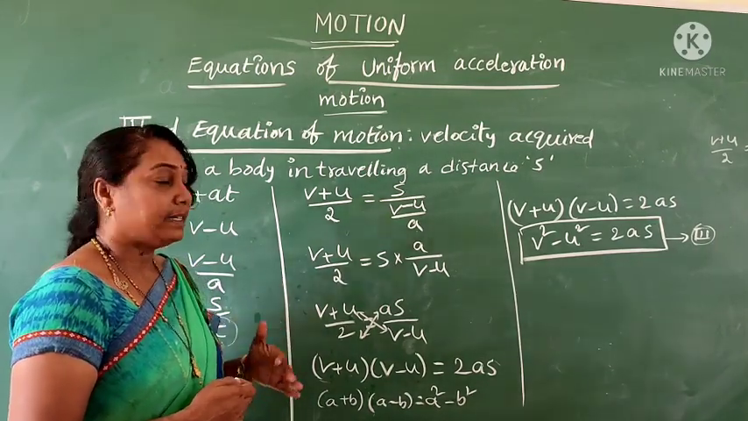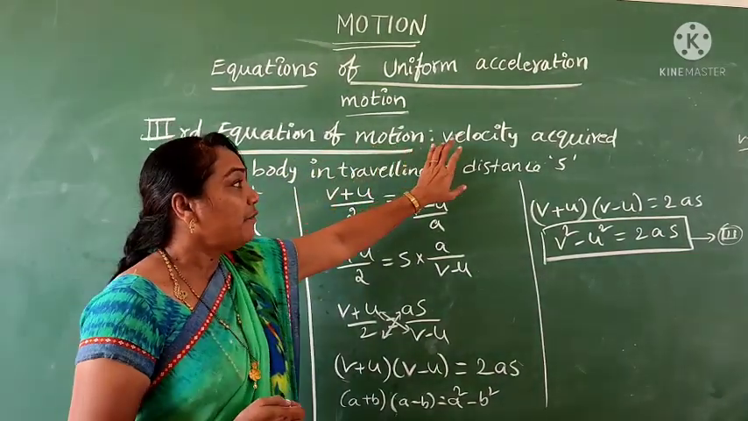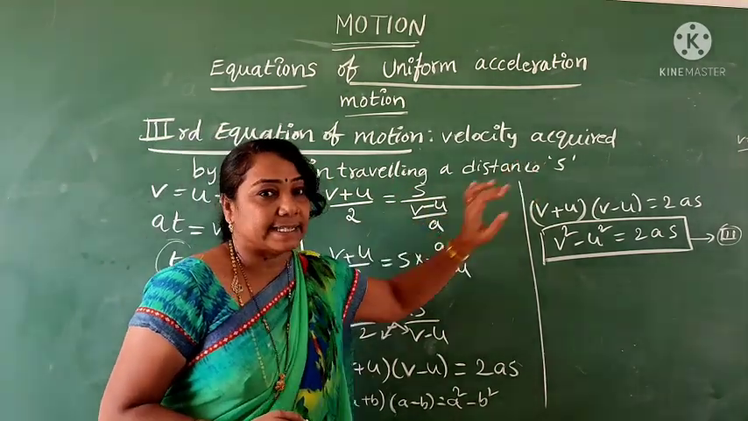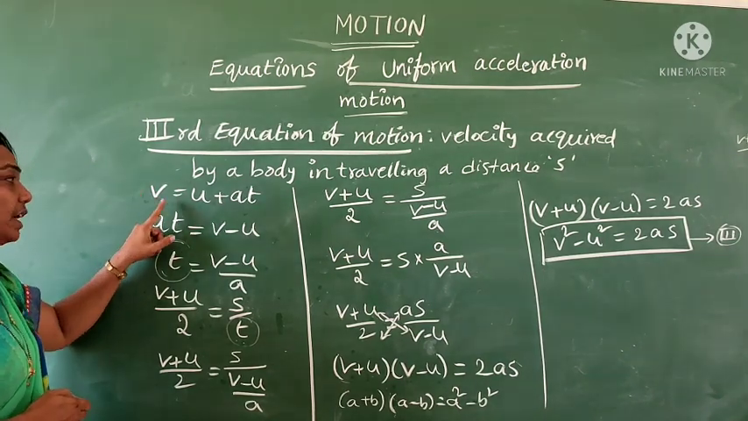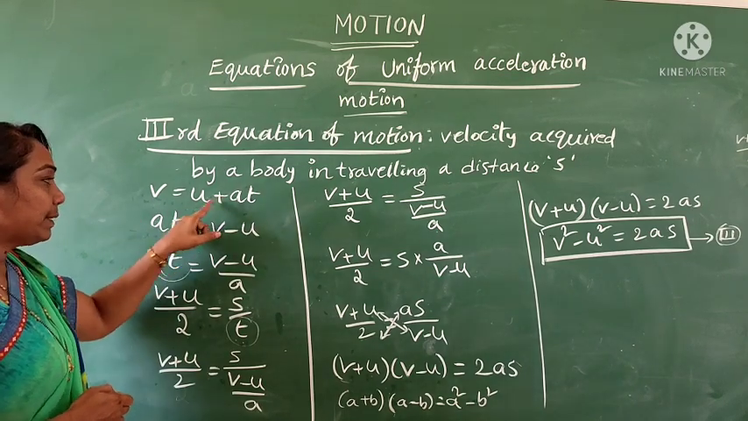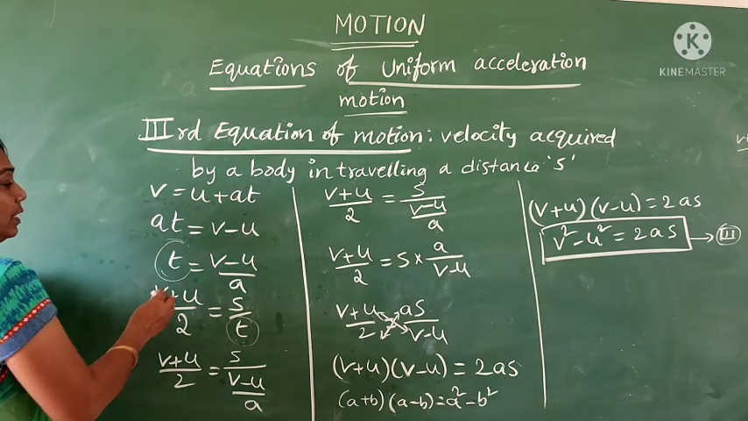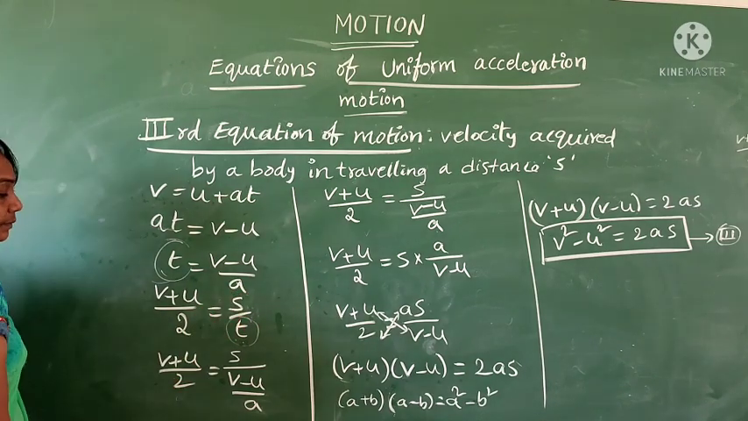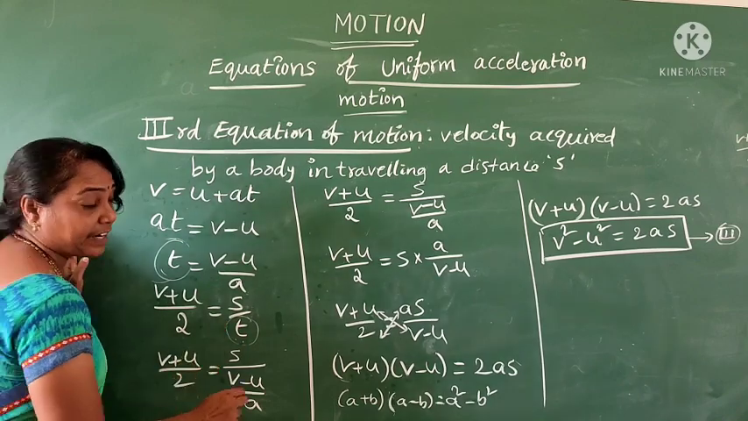Once again, I will explain the third equation of motion. The third equation of motion gives the velocity acquired by a body in traveling a distance s. From equation 1, v equal to u plus at, at equal to v minus u, so t equal to v minus u by a. And v plus u by 2 equal to s by t, this is from equation C.